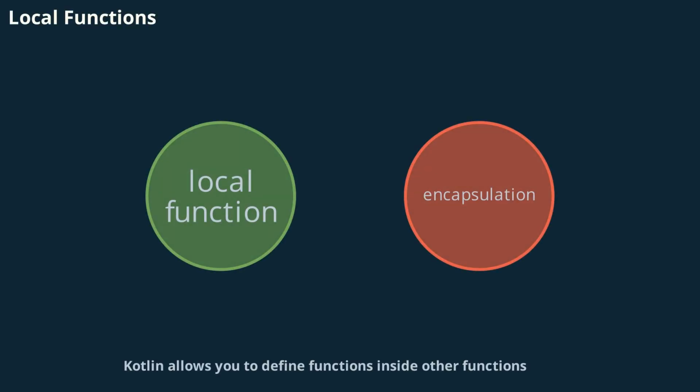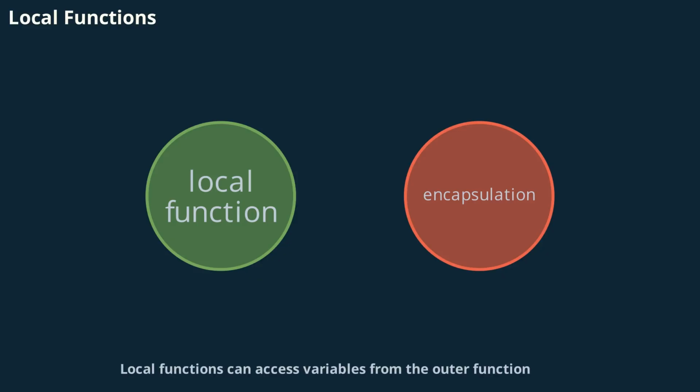Kotlin allows you to define functions inside other functions, called local functions. This is useful for encapsulating logic that only makes sense within a specific context. Local functions can access variables from the outer function, helping you organize your code and avoid duplication. They're a great way to keep your code clean and focused.